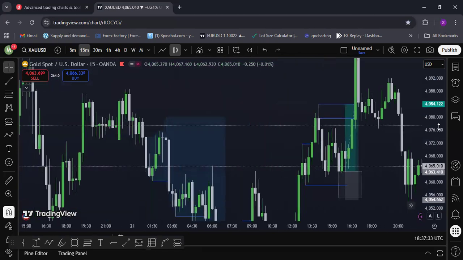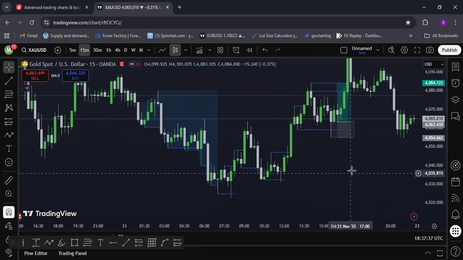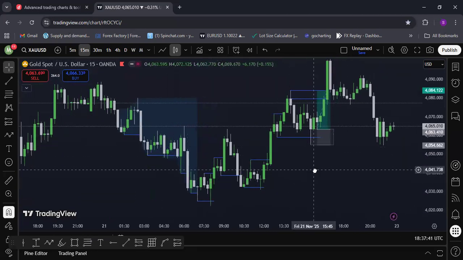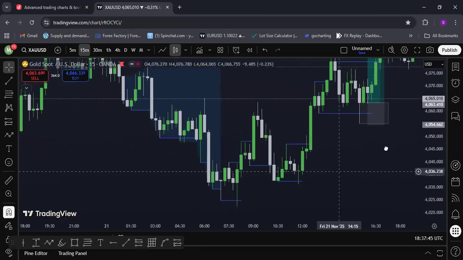So that's how simple and clean you can trade. You mark your structure, and mind you, whilst we were marking all of these things, we were looking at our key level.